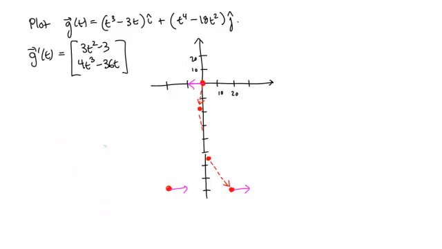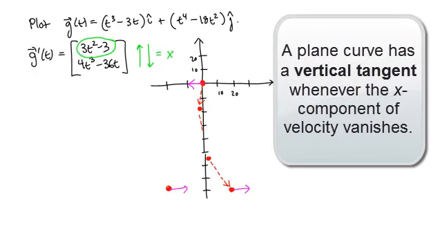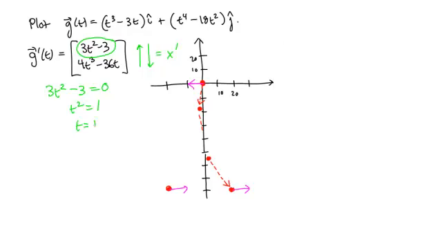But that's not the only kind of interesting direction we could do. We could also talk about velocity vectors that point straight up and down when you're moving vertically. That would happen when your x-coordinate vanished. So if we set the x-coordinate equal to 0 and solve for it, we'll get that t squared is equal to 1, or t is equal to plus or minus 1. So there's 2 values when we're moving vertically.